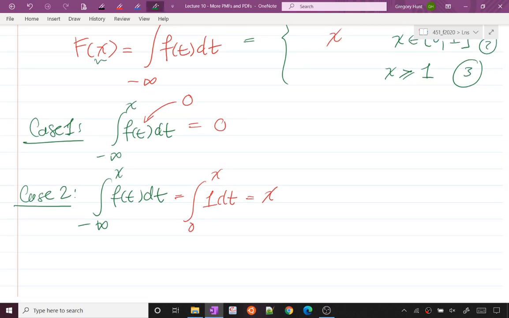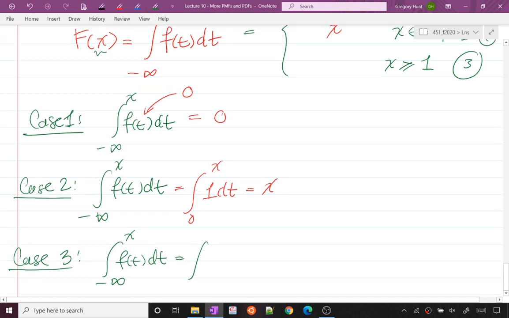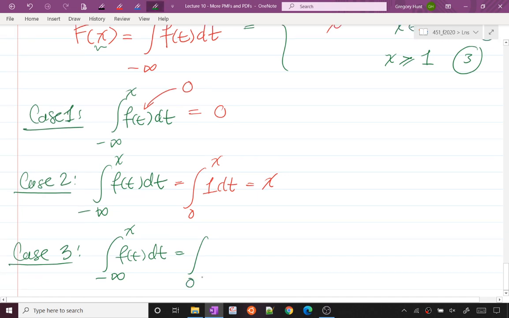And then the third case here, integral from negative infinity to x of f of t dt. Again, I can ignore everything outside of 0 to 1, so I could just say it's the integral of 0 to 1. Within that, the PDF is just 1 everywhere. And overall, I'm just going to get 1.